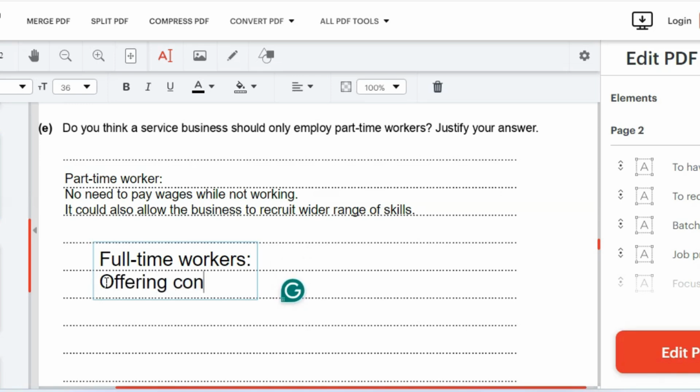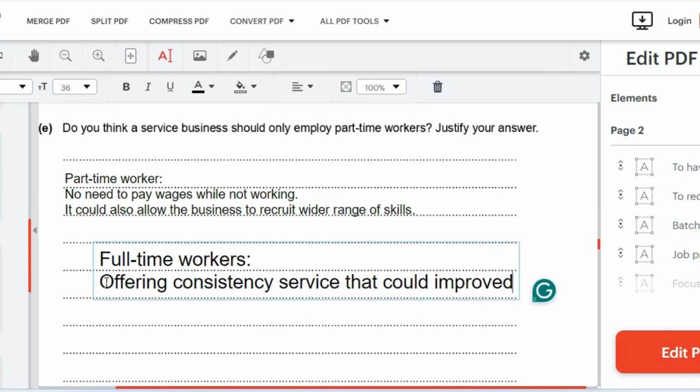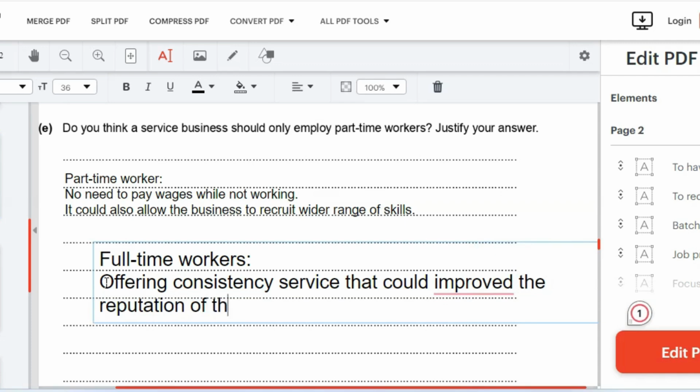Offering consistency of service that could improve the reputation of the business. That is one point.